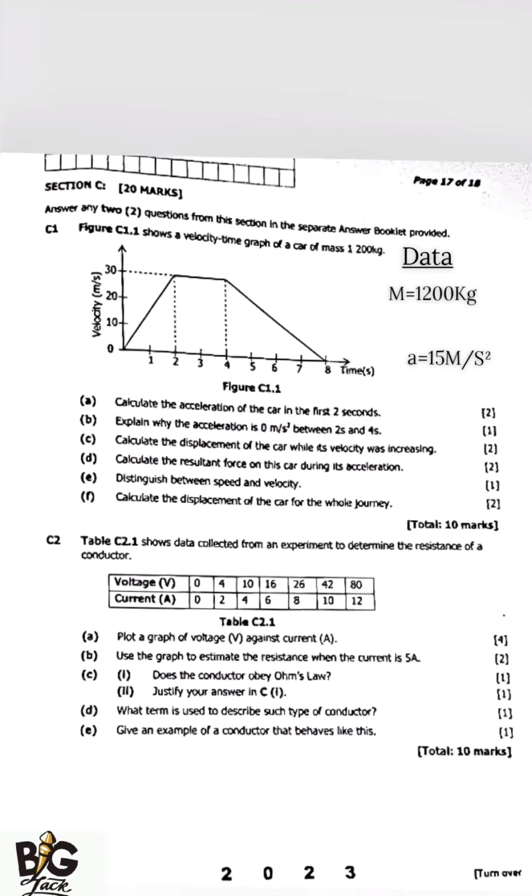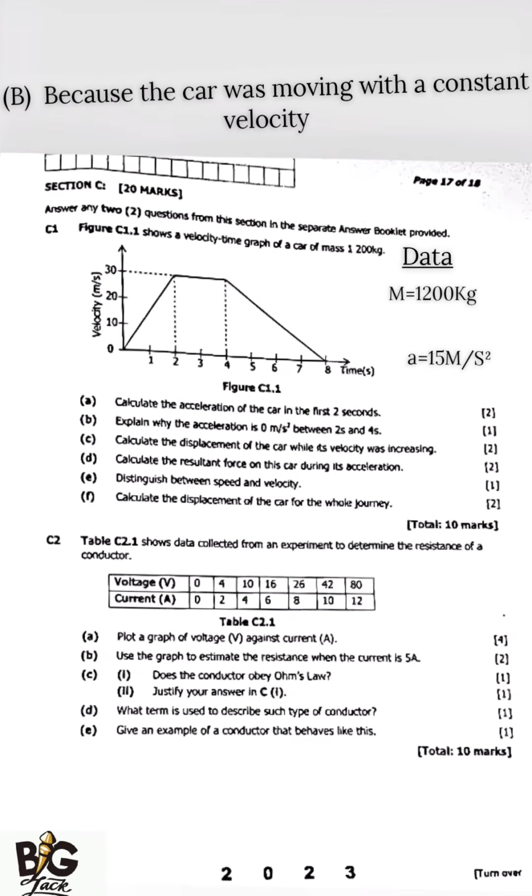Question B reads, explain why the acceleration is 0 meters per second squared between 2 seconds and 4 seconds. As you can see on the graph, from 2 seconds to 4 seconds the car was moving with constant speed, or rather, according to the information given, the car was moving with constant velocity. That is the correct answer for B.